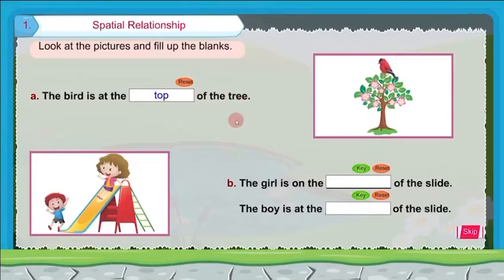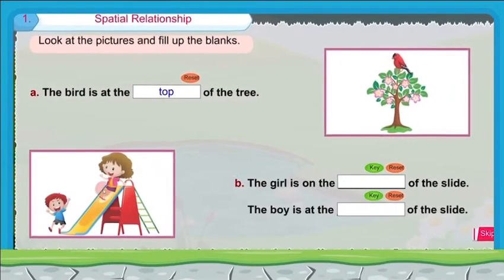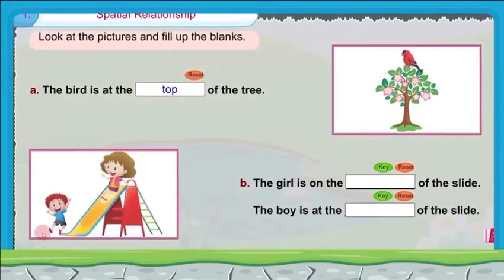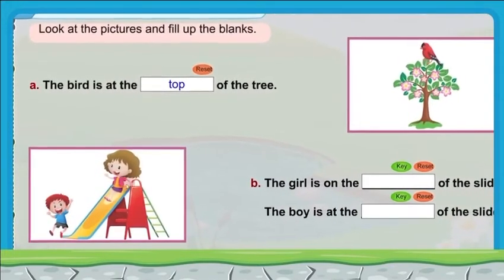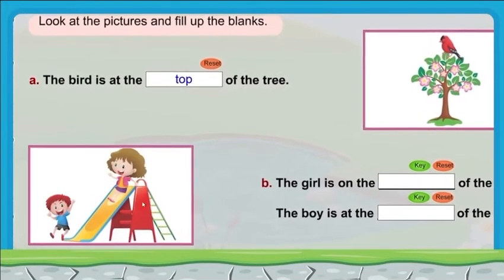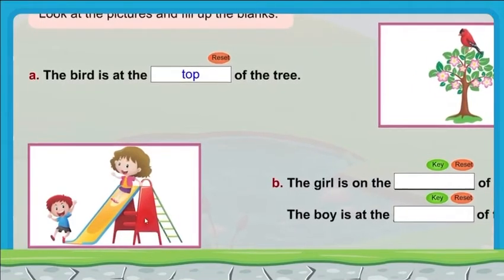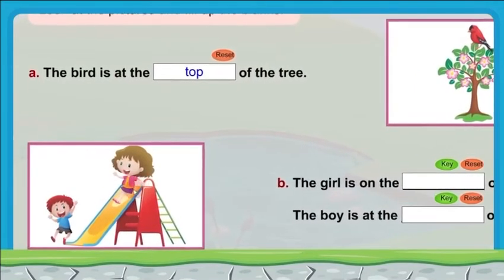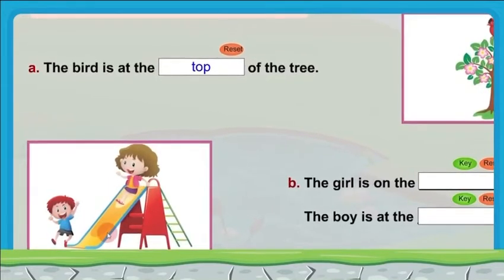Yes. Now if you look at this second picture, there is a girl here, there is a boy here, and this is a slide. Yes, I think you all know what a slide is. You can find these slides in the playground, in the parks, where you can slide from up to down. You can slide from top to bottom.